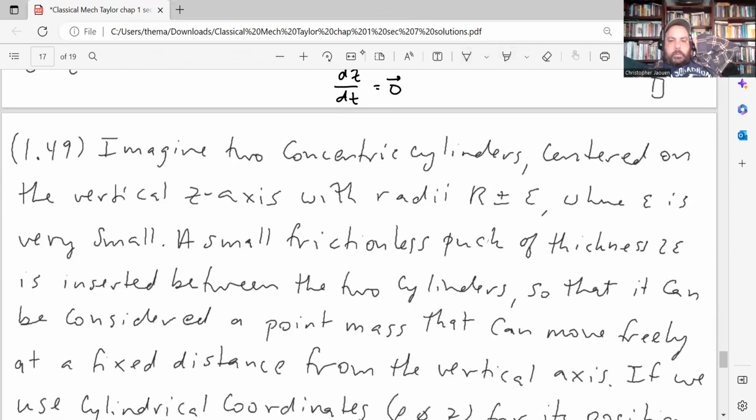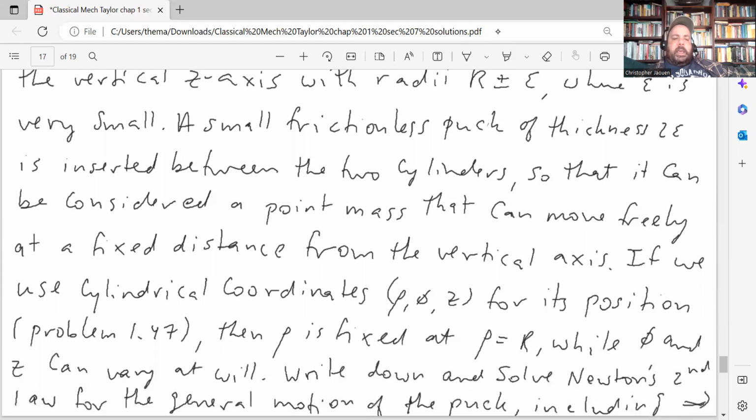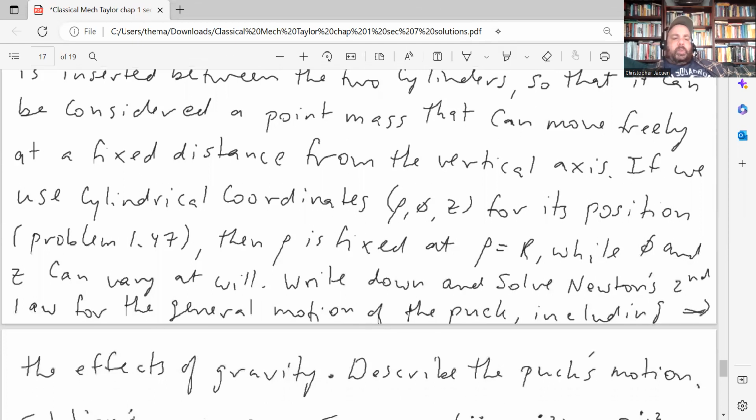Right. I think this is the last problem in the section that I did. Imagine two concentric cylinders centered on the vertical z-axis with radii r plus or minus epsilon, where epsilon is very small. A small frictionless puck of thickness 2 epsilon is inserted between the two cylinders so that it can be considered a point mass that can move freely at a fixed distance from the vertical axis. If we use cylindrical coordinates rho, phi, z for its position, problem 1.47, he's just saying the derivations that we just made, then rho is fixed at rho equals r, while phi and z can vary at will.